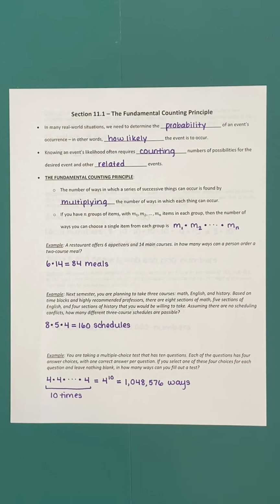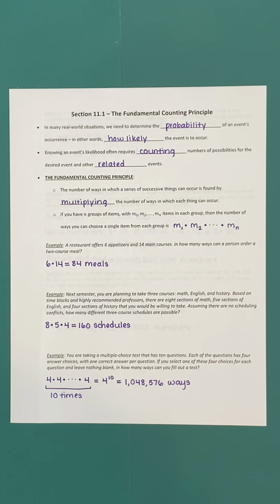Okay, so what we need to do first is think of this as a sequence of operations. We have to think about the physical actions that are being taken in any situation like this. So what are the actions being taken here? Well, we actually have 2 of them. Action or operation number 1 is choosing an appetizer, and action or operation number 2 is choosing a main course. There's 6 ways to perform action 1, 6 possible outcomes for making a choice of an appetizer, and then there's 14 possible outcomes for making a choice of a main course.